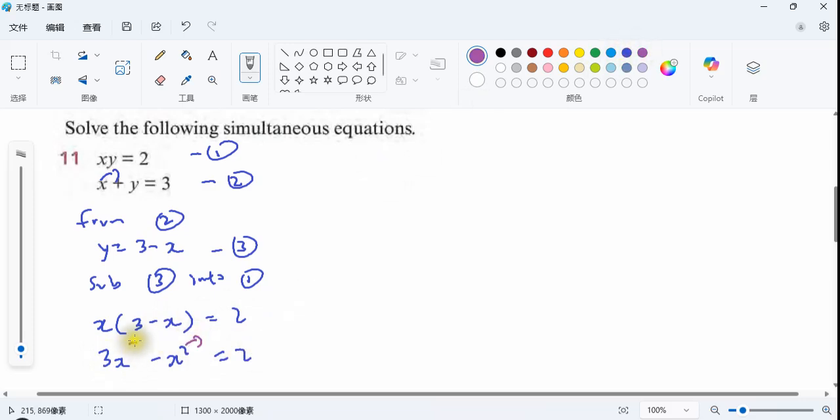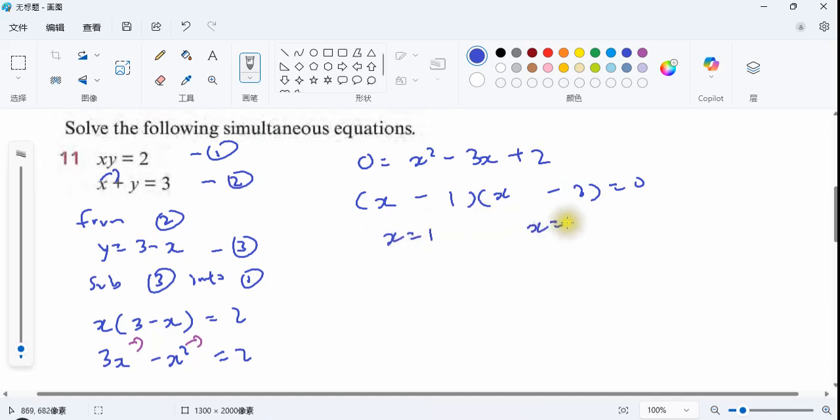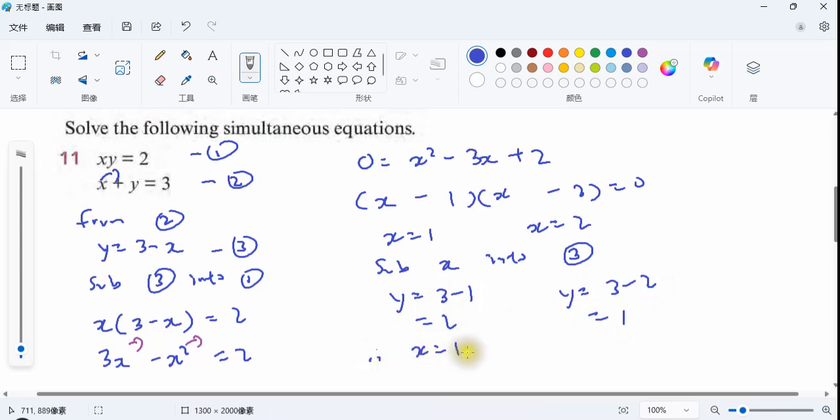And then we move to one side, then we have 0 equal to x squared minus 3x plus 2, and we do the factorization. Then we have x minus 1, x minus 2, so we have x equal to 1 and x equal to 2. So we sub the value of x into equation 3, then y equal to 3 minus 1, which is 2, y equal to 3 minus 2, then it is 1. So when x equal to 1, y equal to 2, at the same time when x equal to 2, y equal to 1.